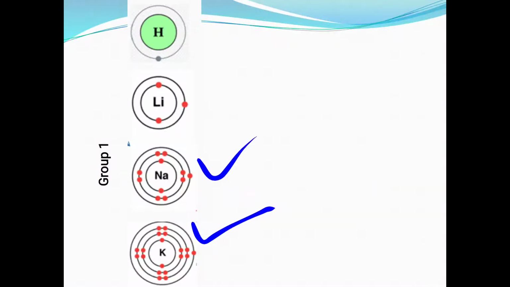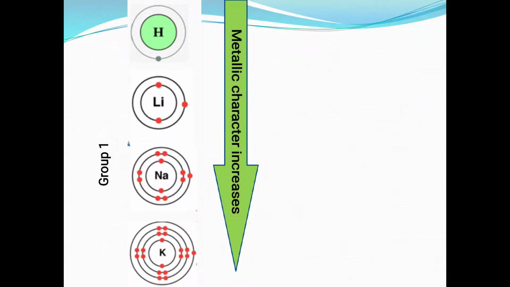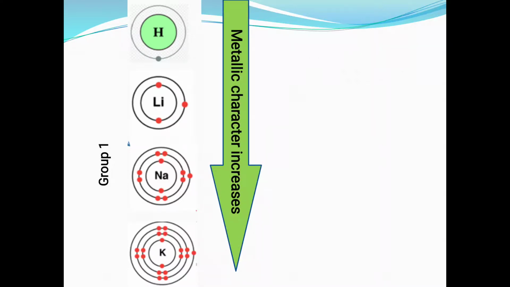The sodium possesses relatively less metallic character. The lithium again possesses less metallic character. So we can conclude that as we go down in the group, the metallic character increases. Okay. Let's see what happened across the period.